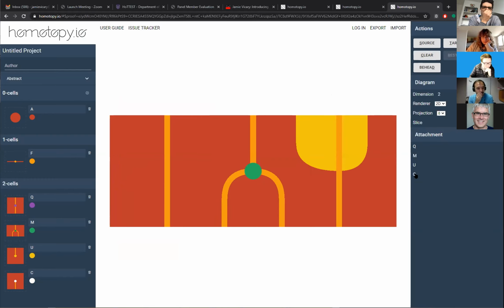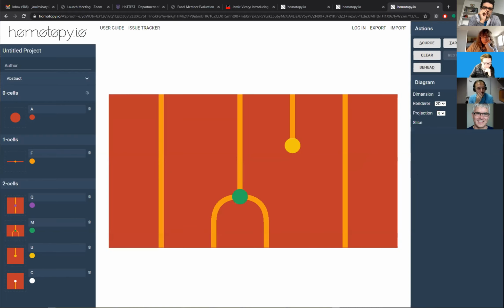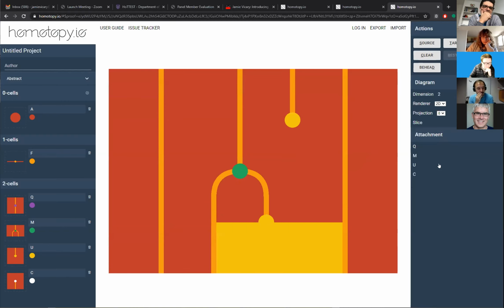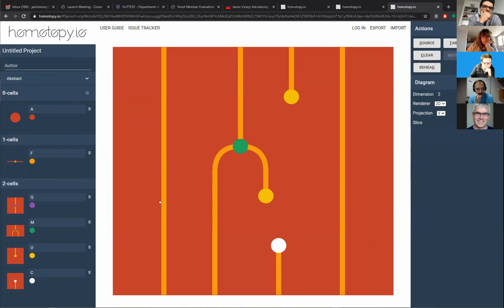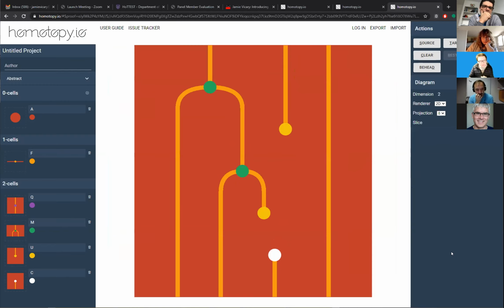A U or a C. I think I want to attach a U there. Down here, maybe I'll attach a unit on there. Maybe here I'll attach a co-unit. Maybe at the top I'll attach a multiplication. So now we formed a composite. This is a composite 2 cell in the finitely generated 2 category, if you like, on this signature.